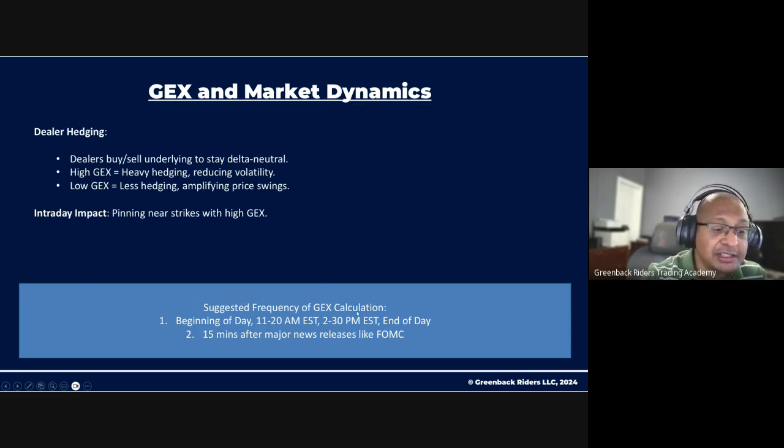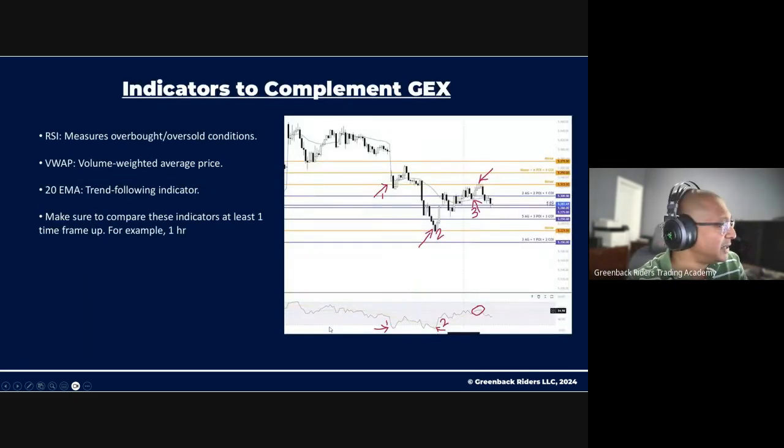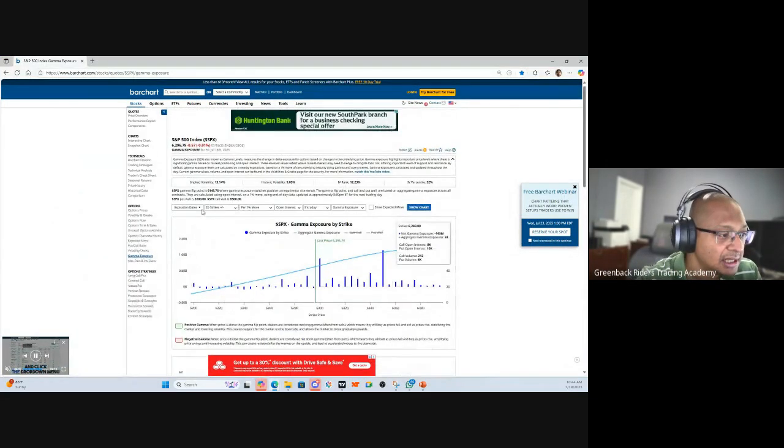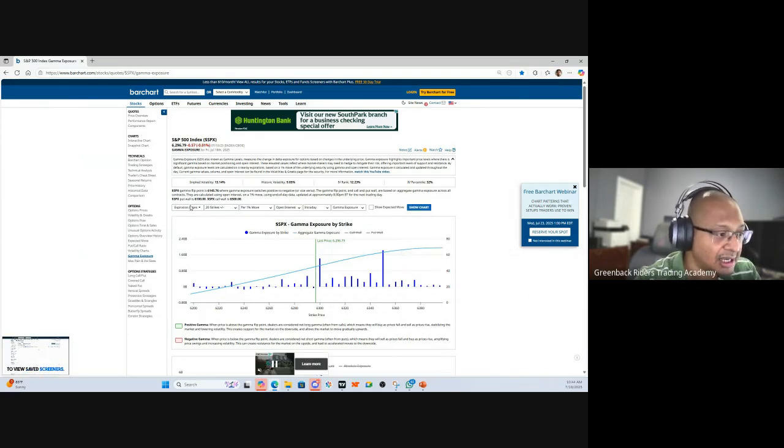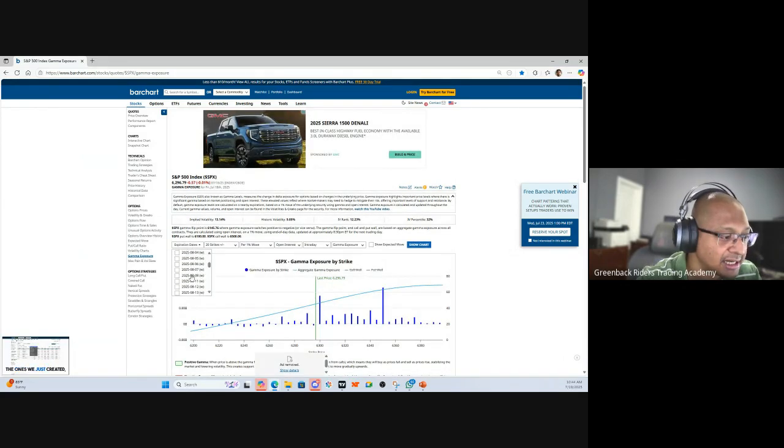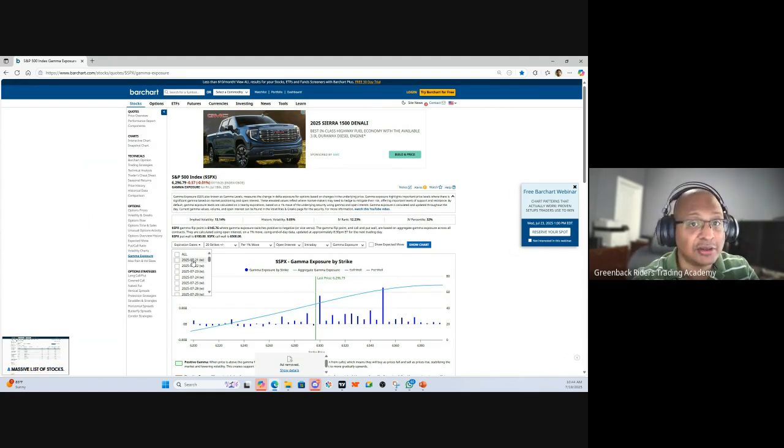So, the suggested frequency of GEX calculations if you're trying to do intraday: beginning of the day, or end of the day for the next day. 11:20 a.m. EST is one time where you can recalculate your GEX. 2:30 p.m. EST is another. But you are doing this only for that specific day. If I go back to this, when you are doing it intraday, you do not select all these dates. You will select only the date for which you are trying to find it. You are not selecting anything else.